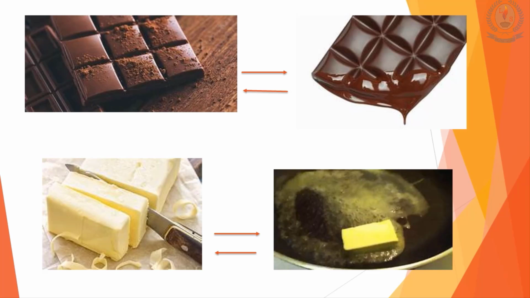What is this picture? It is a picture of a chocolate. So when solid chocolate is heated, what happens? It melts to form liquid chocolate. The liquid chocolate can be cooled to form solid chocolate again. This is a reversible change. No new substance is formed.